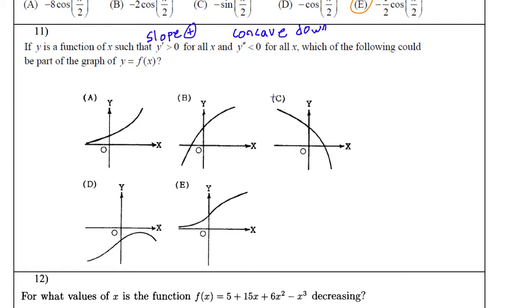So which of these graphs have a positive slope and are concave down? C has a negative slope, and D has a negative slope over here. So it's between A, B, and E. Which of them are concave down? Well, A is concave up right here, so it's not A. And E is concave up right here, so the correct answer is B. B is concave down everywhere and has a positive slope everywhere.